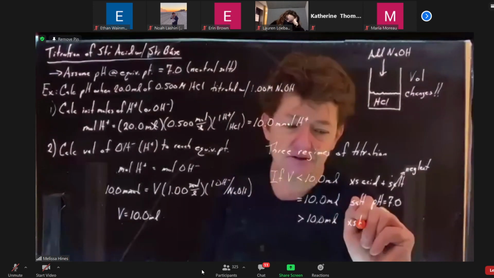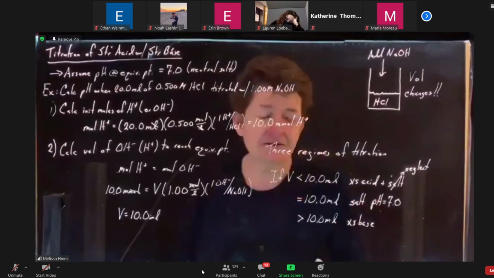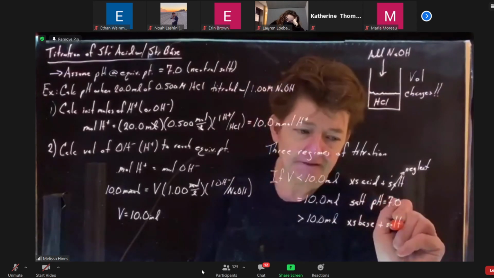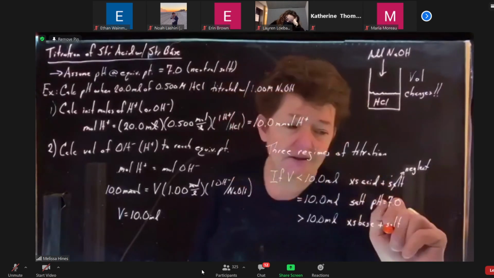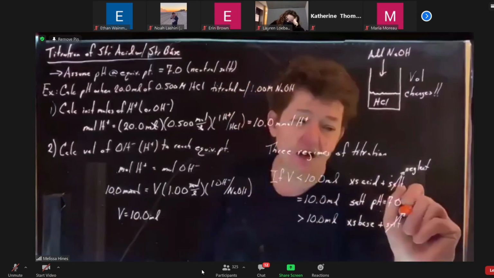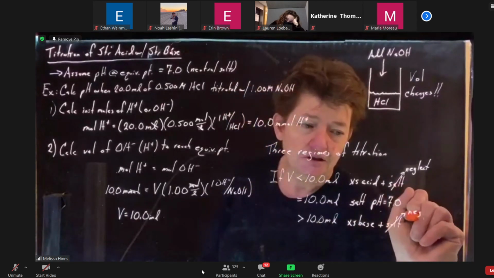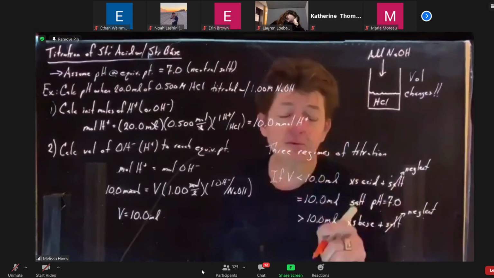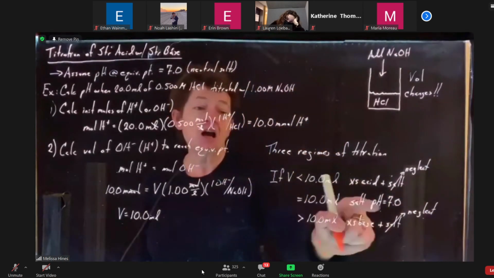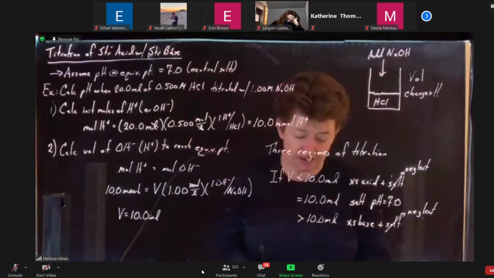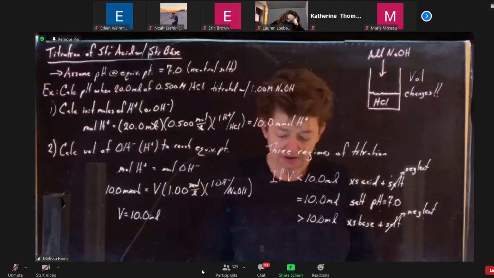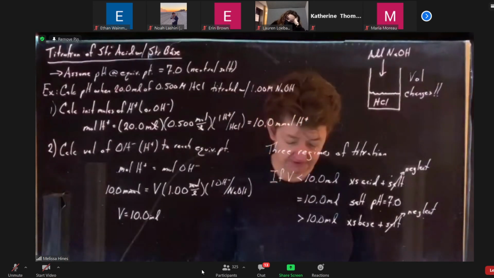Similarly, if we're in the regime where we are past the neutralization point, we are going to have excess base because all of our acid has now been neutralized to make salt. But again, we are going to neglect the salt because we have a strong base which is going to dominate the pH. Okay, so really we're doing either an excess acid or an excess base calculation unless we just happen to be at neutralization, and then we just write down the answer for what the pH is going to be. Okay, so that's how that happens.